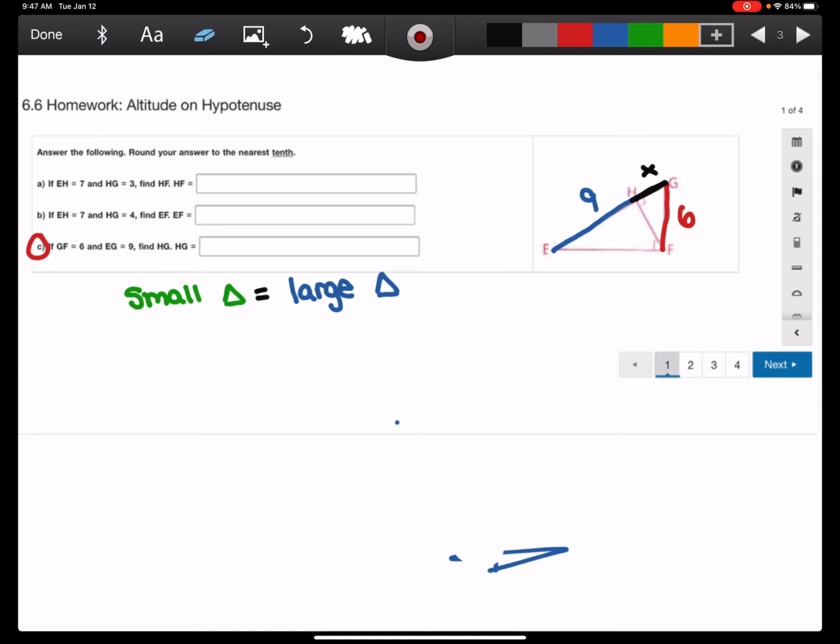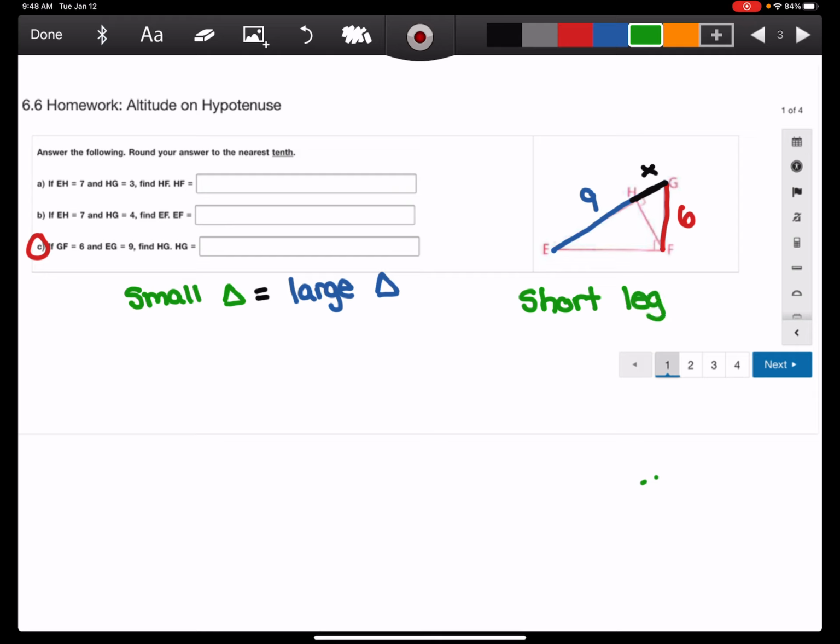Now, at this point, let me go ahead and erase this real quick down below, clean it up a little bit. At this point, we're going to look for the pieces that we have on each of these triangles. So if I take a look at the small triangle, I have my short leg, which is x. So therefore, I have short leg, just set up my ratio.